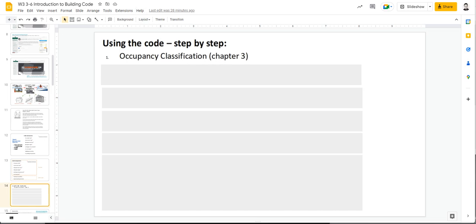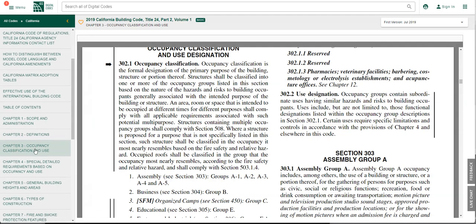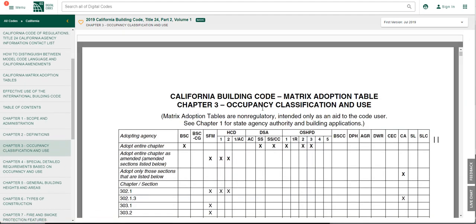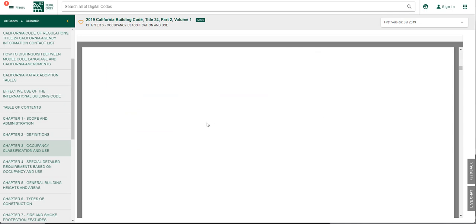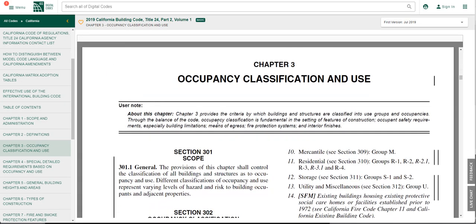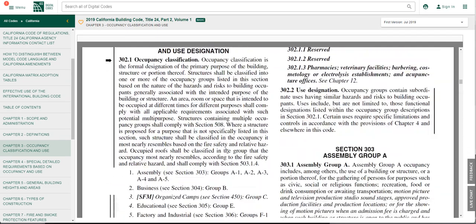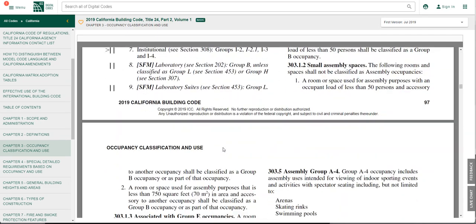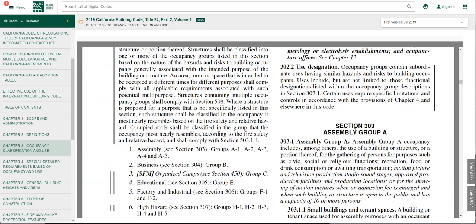So if we go to the building code and open up chapter 3 here, this is the PDF again. You will see that this one talks about occupancy and classification. Here's the scope, and then you will see your classifications within here. The first one, which is contained in subsection 303, is the assembly group A. So that's the first thing that you need to do.